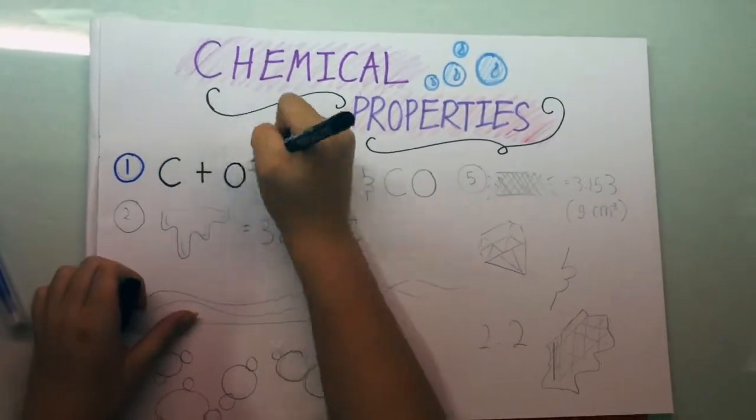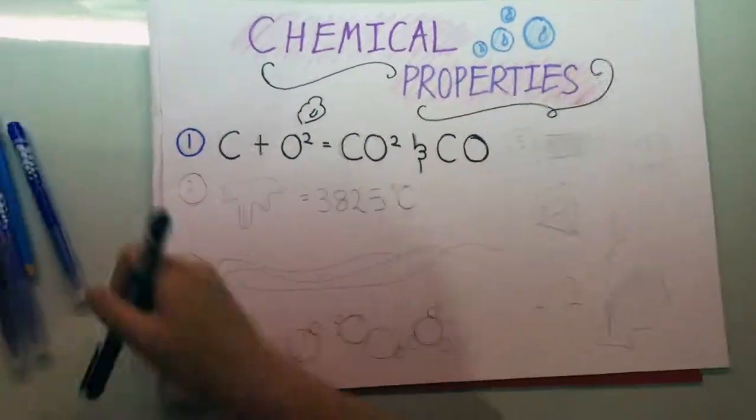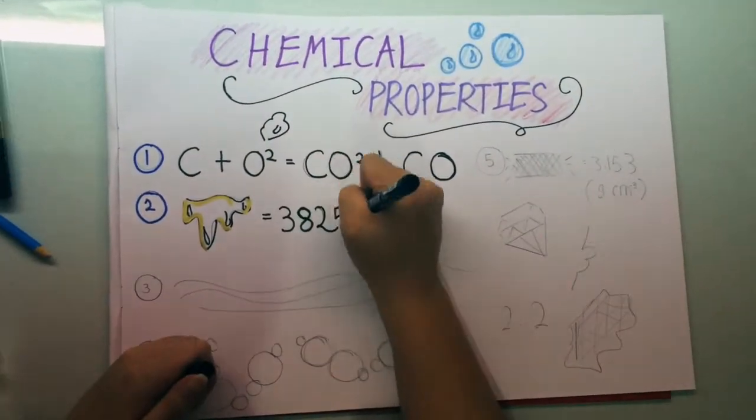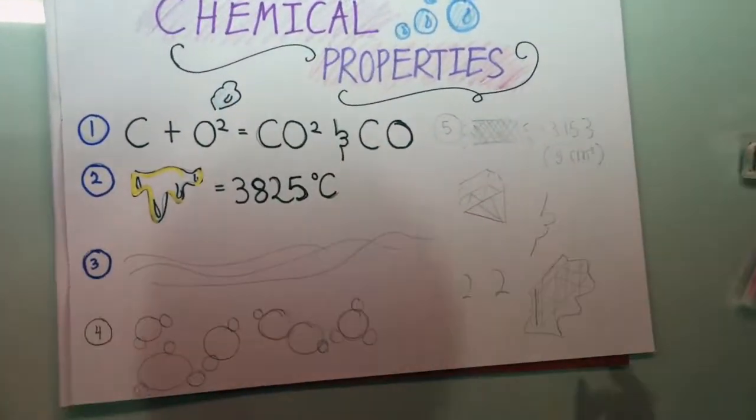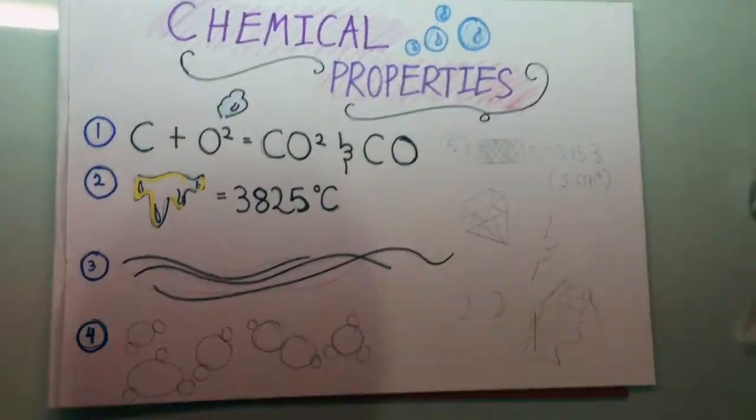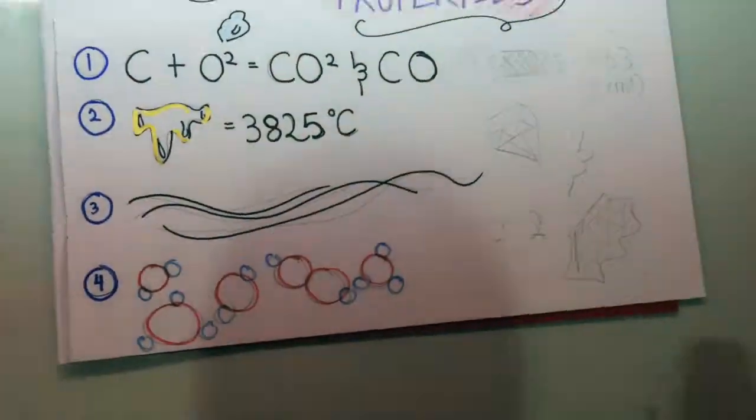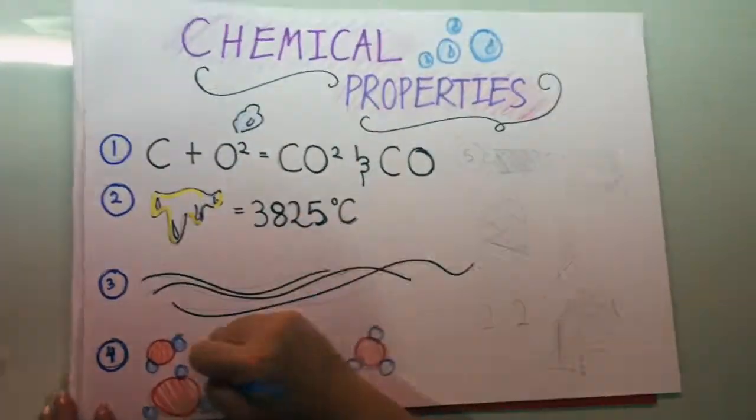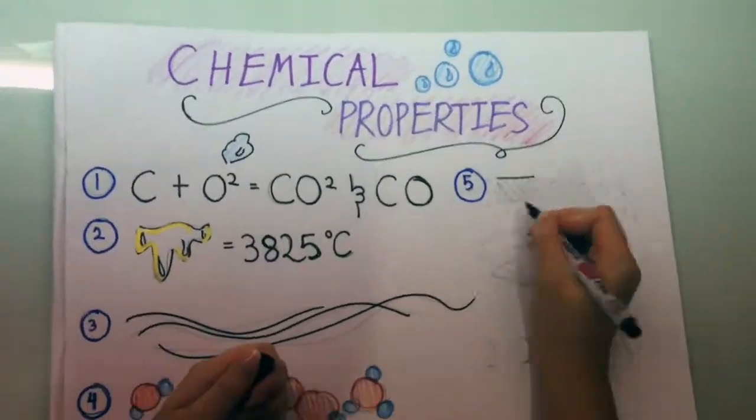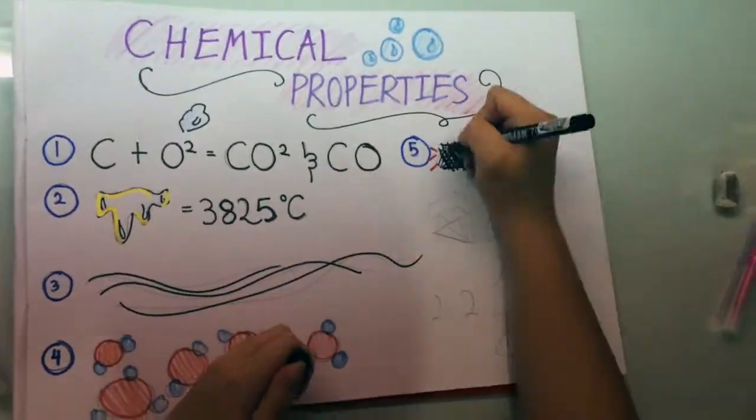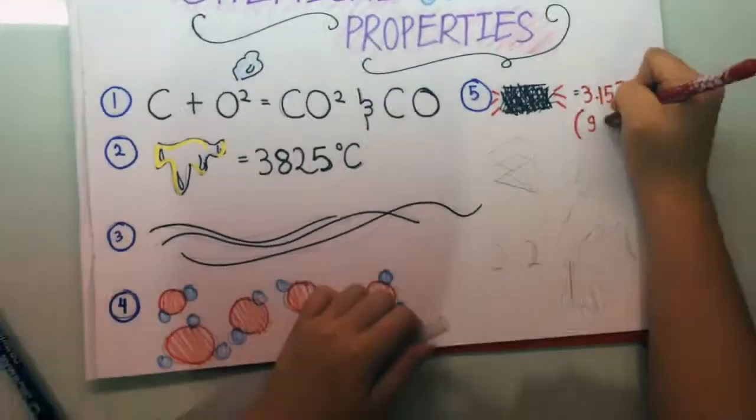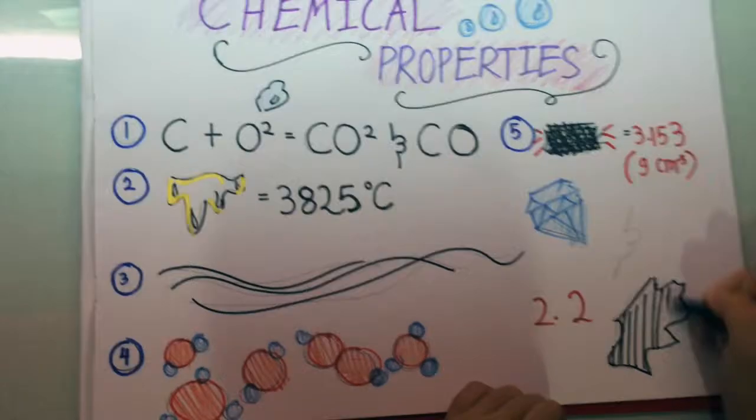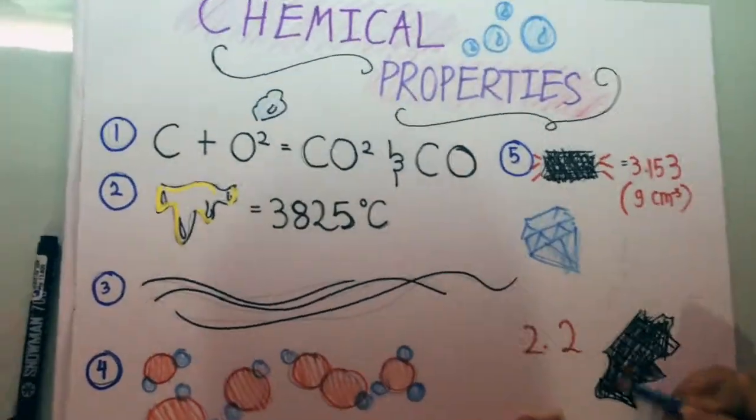First and foremost, carbon when combined with oxygen creates carbon dioxide and carbon monoxide. It has a melting point of 3,825 degrees Celsius, which proves its high heat tolerance. Carbon has the ability to create long strings or chains of atoms, and carbon actually forms more compounds than all the other elements in the periodic table combined. In diamond form, carbon actually has a density of about 3.153, and in graphite form, 2.2.